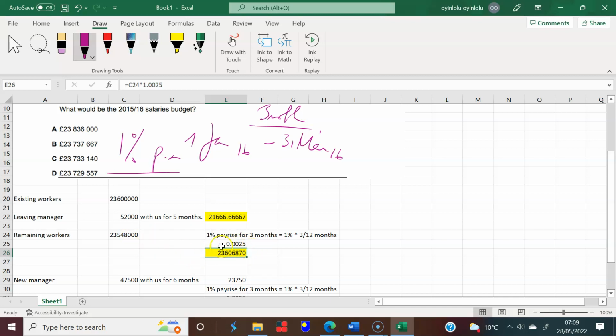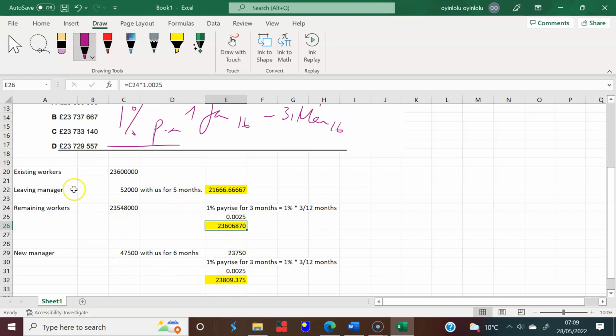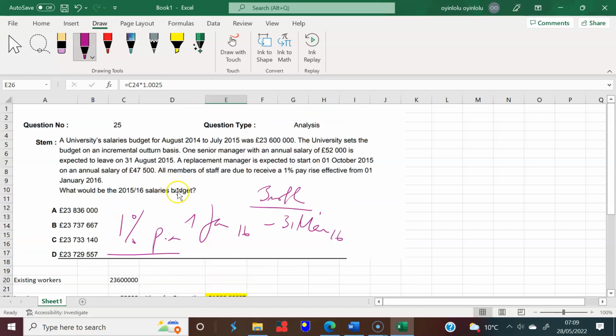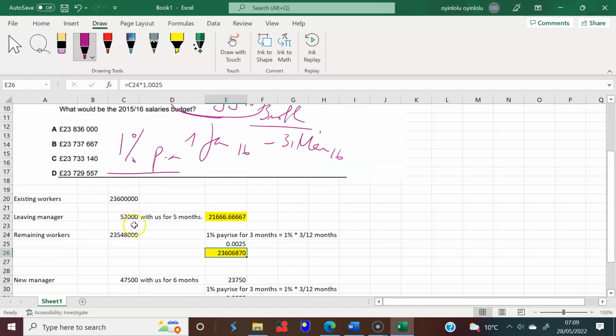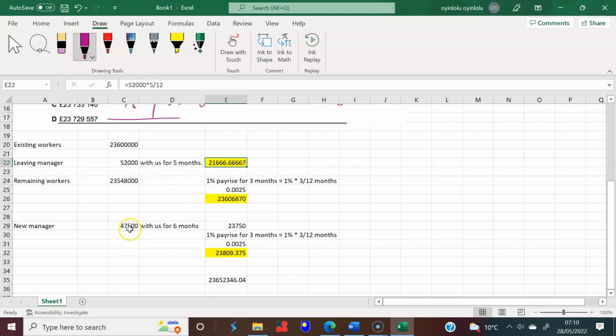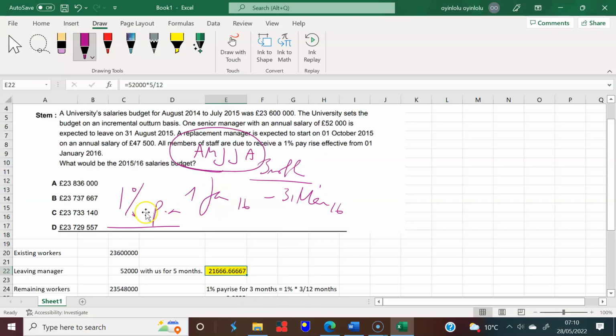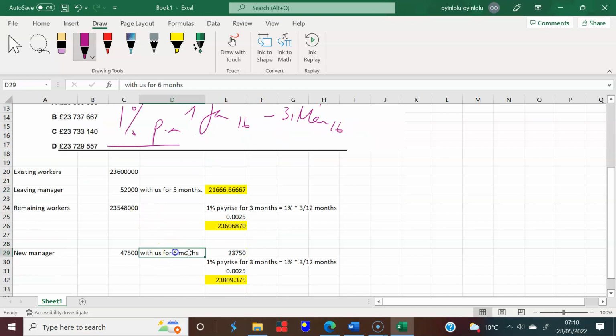So that's that person. The person leaving is still going to be with us for 5 months. It says they're with us till the 31st of August, which is 5 months: April, May, June, July, August. So technically that's just 5/12ths of their yearly salary, and that's what you have here. And the person who joins us for 6 months joins with 47,500, but they're with us for 6 months. So I split that into 2, and they get the 1% pay rise for 3 months as well.